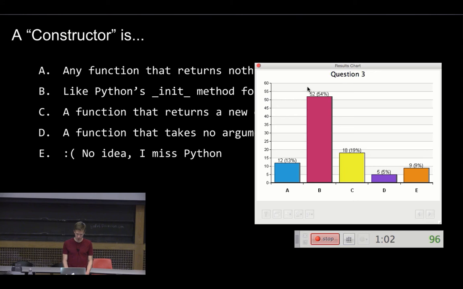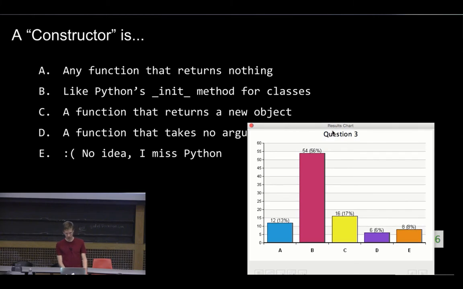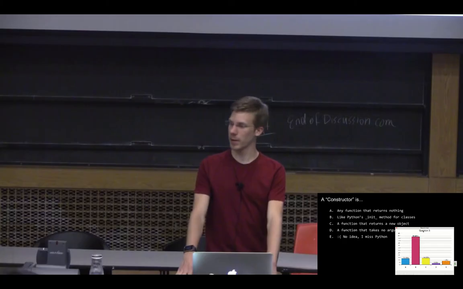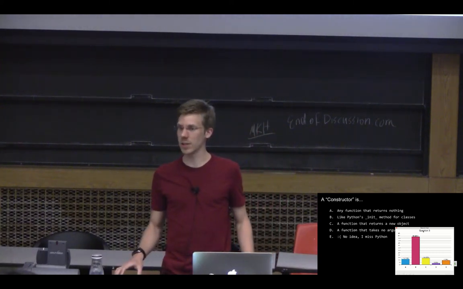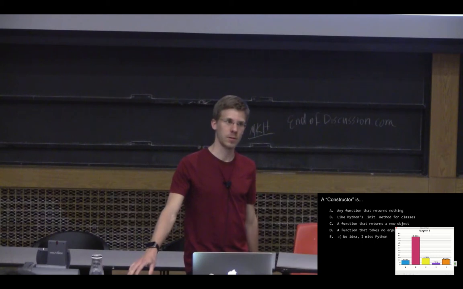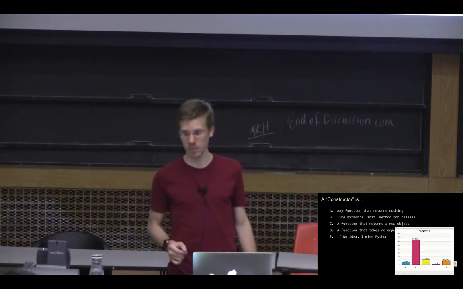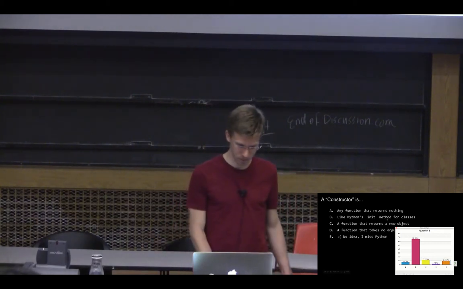So there's a little bit of confusion here, we got some votes for A and C as well. A function that returns nothing, that is what it appears to be, but that's just how it's written. It's not actually a function. This is built into the language. So it's not quite valid to say that it's just a function that returns nothing, because you can't actually have a function that returns nothing. It just looks like a function.